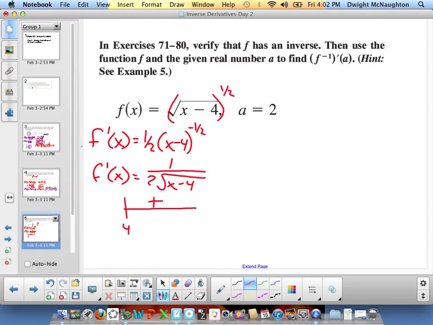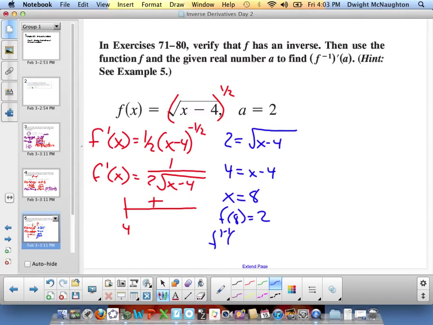Okay. Now we want to see where the function equals 2. So we'll take 2 equals the square root of x minus 4. This one's easy to solve. We'll square both sides, and x equals 8. So f of 8 equals 2. That means f inverse of 2 equals 8.